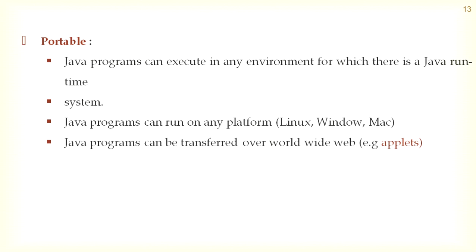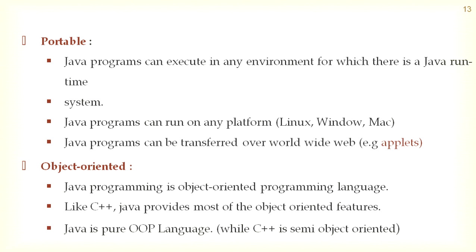Then another characteristic is portable. Java programs can execute in any environment for which there is a Java runtime. Java programs can run on any platform like Linux, Windows, Mac, whatever it is. It can adapt to any platform. That is, it is platform independent. Java programs can be transferred over the World Wide Web, for example, applets.